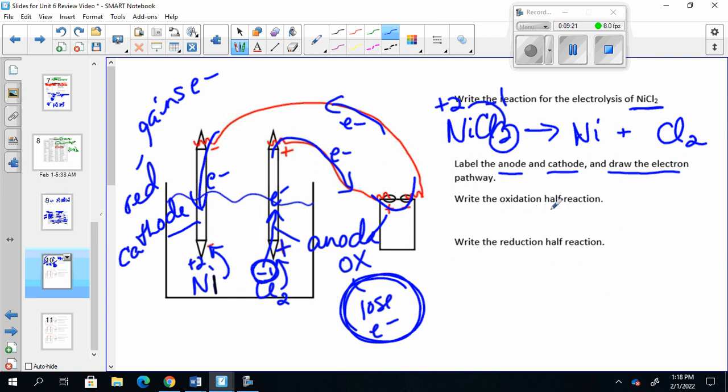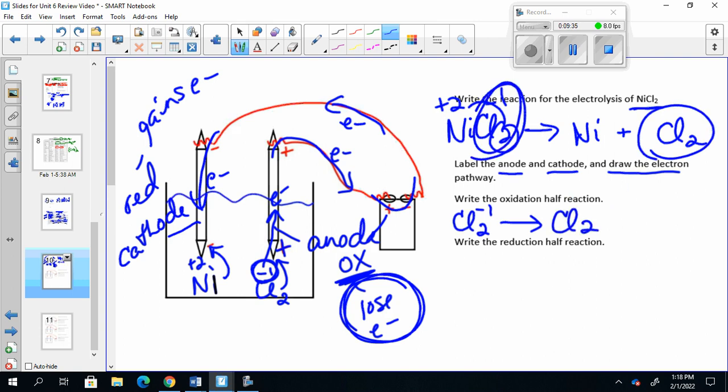Now I have to write the oxidation half reaction. Well, oxidation's over here, so I'm going to start with my Cl- that has a -1 charge. It becomes just Cl2, so I write that. Here's my reactant, here's my product. And it does that by losing electrons. It's changing from a -1 to a 0. So that means it's changing by 1. And I have 2 atoms. So 1 times 2, 2 electrons are going to go through that wire.